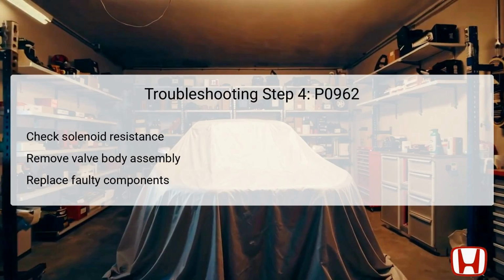The fourth step in troubleshooting the DTC P0962 involves checking the CVT drive pulley pressure control solenoid valve for faults. To begin, you will need to remove the valve body assembly to access the solenoid and its connectors. Disconnect the CVT drive pulley pressure control solenoid valve 2P connector and prepare to measure its resistance. This step requires the vehicle to be in the off mode for safety.